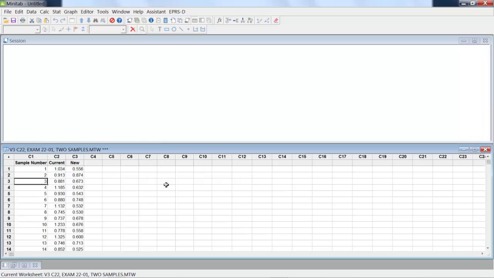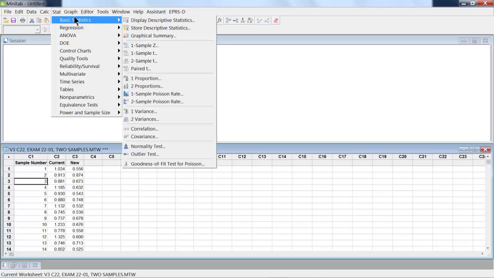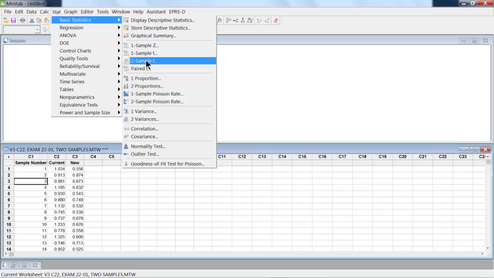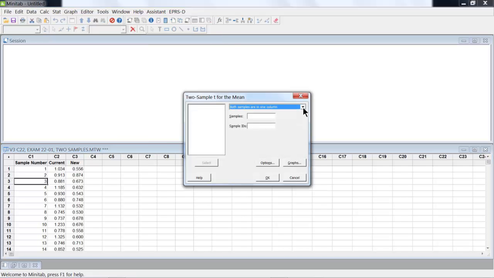As you can see, you've got samples from two different populations. One is listed as current and the other listed as new. So first, we want to test to see if we believe there's a statistically significant difference between the two samples. So it's a two-sample t. In this particular case, we've got each in its own column. So one is current and the other is new.